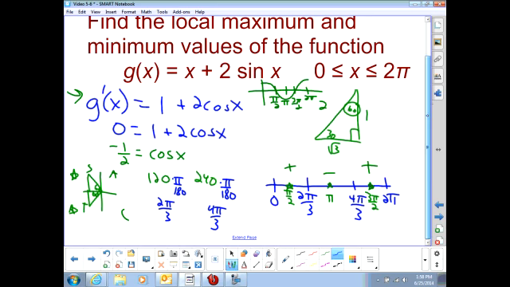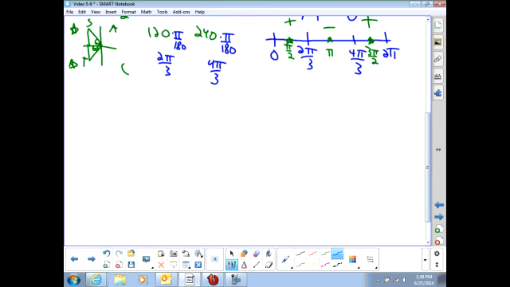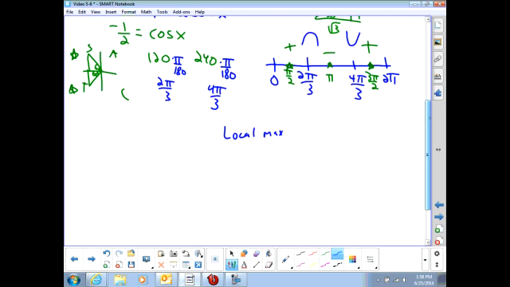We are going increasing to decreasing at 2 pi over 3, which should give us a max, decreasing to increasing at 4 pi over 3, which should give us a min. So we know we're going to have a local max when we plug in 2 pi over 3, and we'll get a local min when we plug in 4 pi over 3.